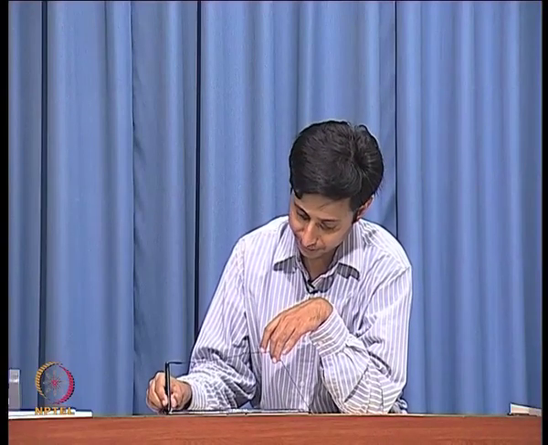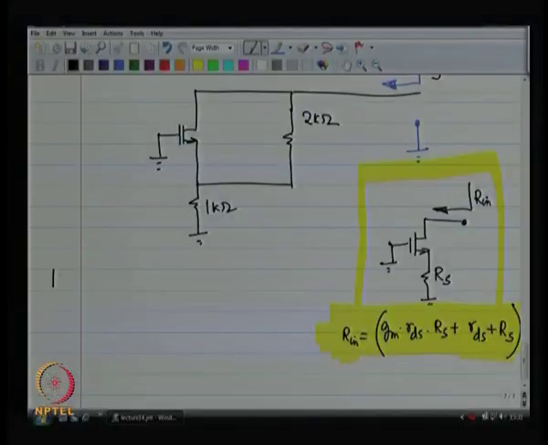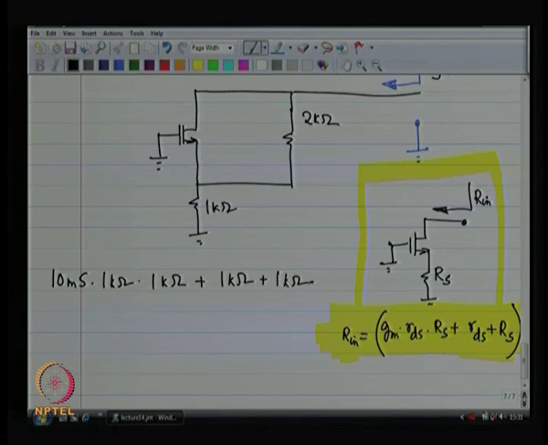So, my RDS is 2 kilo ohms in parallel with another 2 kilo ohms, which is basically 1 kilo ohm. So, what you are going to see is gm, which is 10 millisiemens, times RDS, which is now 1 kilo ohm, it is 2 kilo ohm parallel with 2 kilo ohm, times the resistance attached to the source, which is another 1 kilo ohm, plus RDS, another 1 kilo ohm, plus the resistance attached to the source, which is another 1 kilo ohm. So, 10 millisiemens times 1 kilo ohm happens to be a factor of 10 times 1 kilo ohm, that is 10 kilo ohms, plus 1 kilo ohm plus 1 kilo ohm. So, this is equal to 12 kilo ohms.